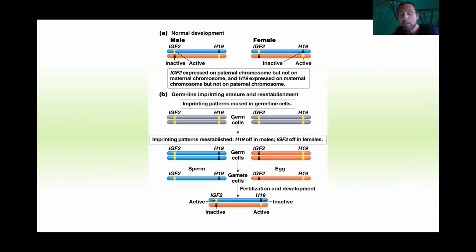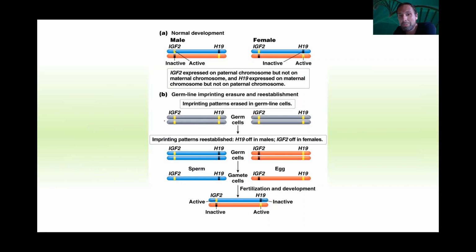And then when this individual goes on to produce their sperm or their egg, they're going to reprogram these. They're going to completely wipe clean all of those epigenetic marks. So that means in the germ line, in the sperm or the egg, the insulin-like growth factor 2 and the H19 are both on, right? On both of your chromosomes. So on mom's chromosome and dad's chromosome, they're on because you reprogrammed them.